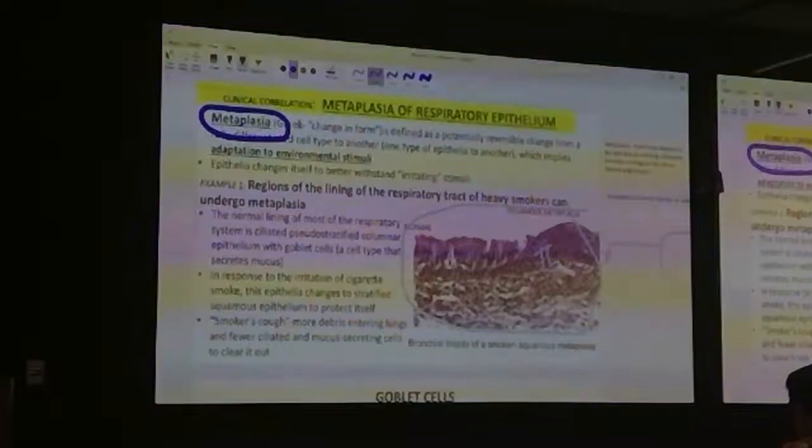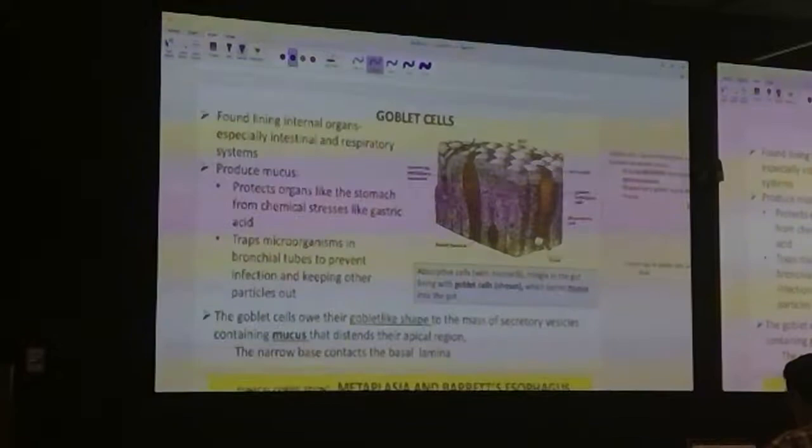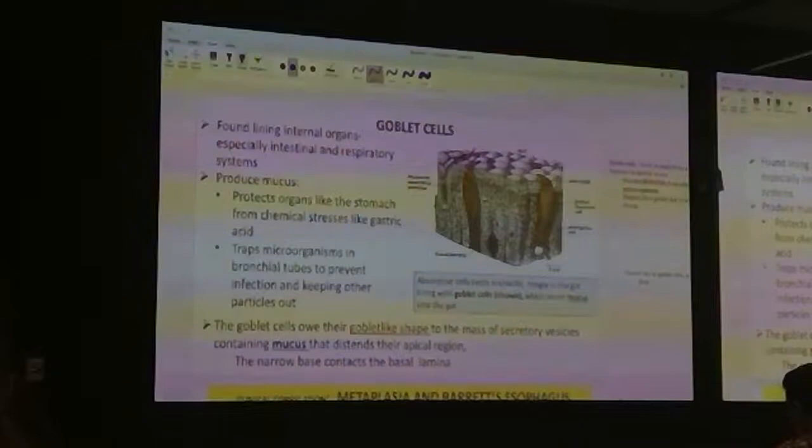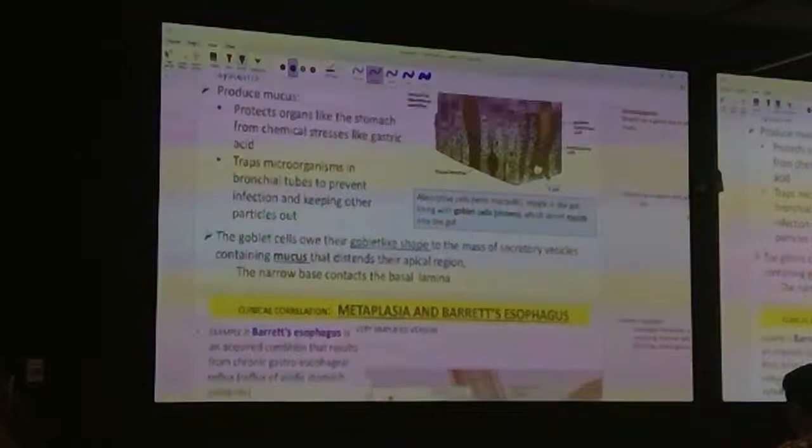I got it, Alex. Just know that goblet cells secrete mucus. And if you get the question that says, what will accumulate in a person if he has no goblet cells, the answer is dust.